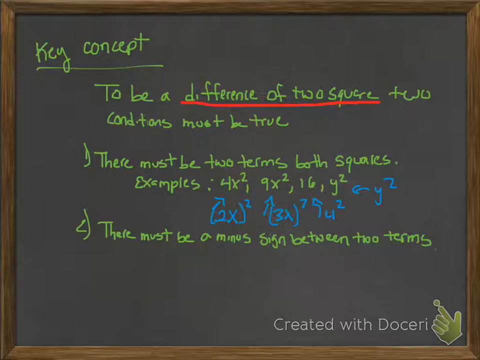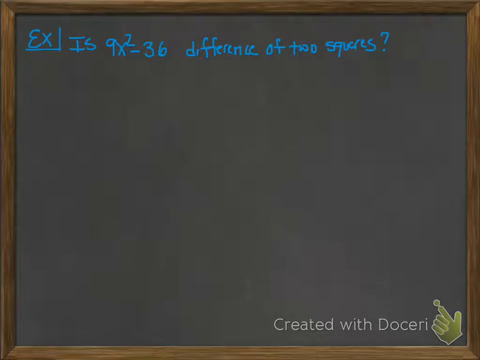Also, there must be a minus sign between the two terms. So when we have two terms together, we must have a minus sign. So we're looking for two terms, both to be squares, and a minus sign.